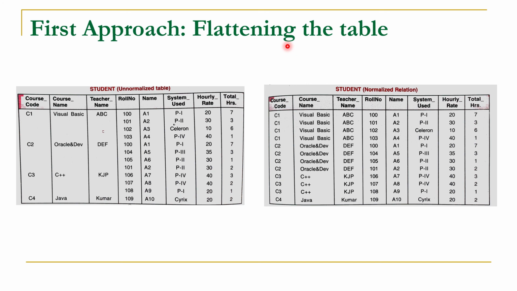As I have already told you, there are two approaches. The first approach is flattening the table, which we have already discussed. The second approach to normalize a table under first normal form is the decomposition approach. We will discuss that approach in our next session. This is all about this session.